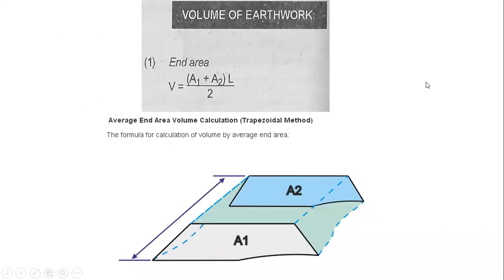So the volume of earthwork can be computed using the first method, which is the end area. So volume is equivalent to A sub 1, which represents the area for this part, plus A sub 2, the area of the end part, over 2, then times the length. So L represents the distance between A sub 1 and A sub 2.